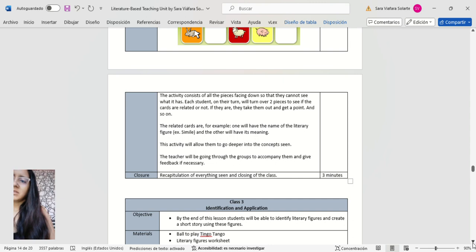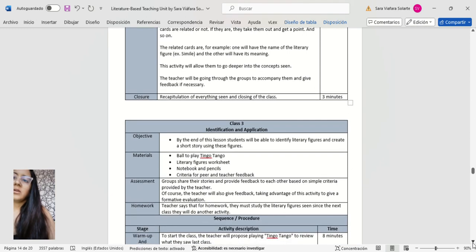This activity consists of placing all the pieces facing down, so they can't see what they have. Each student on their turn will turn over 2 pieces to see if the cards are related or not. The related cards are, for example, when one has the name of the literary figure and the other one has the meaning.